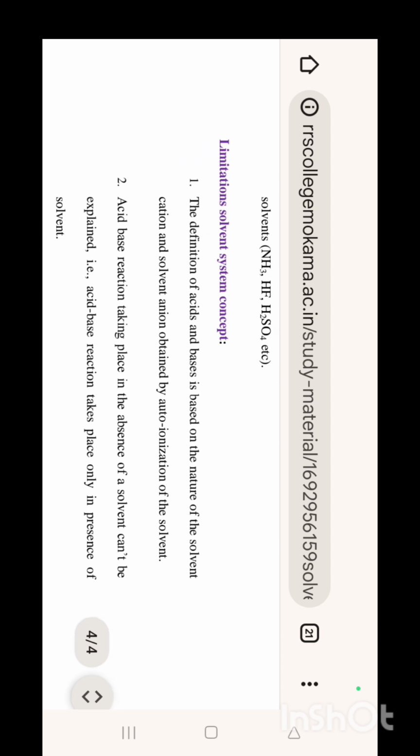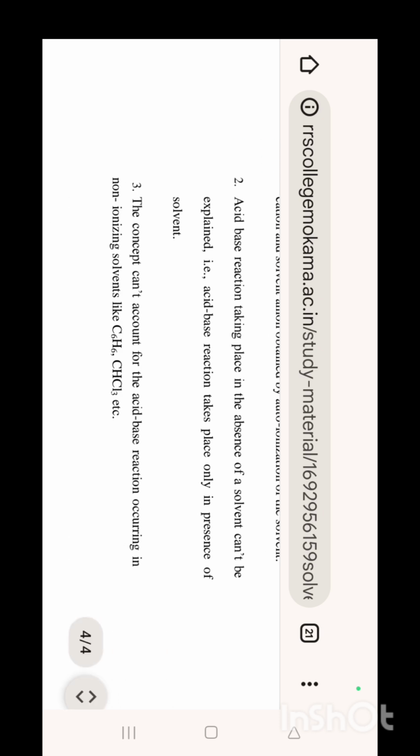The definition of acids and bases is based on the nature of the solvent cation and solvent anion obtained by autoionization of the solvent. Acid-base reactions taking place in the absence of a solvent can't be explained, that is, acid-base reactions take place only in the presence of a solvent. The concept can't account for acid-base reactions occurring in non-ionizing solvents like C6H6, CHCl3, etc.